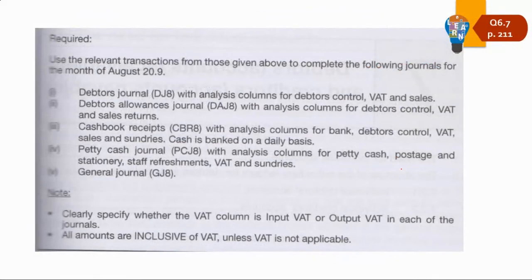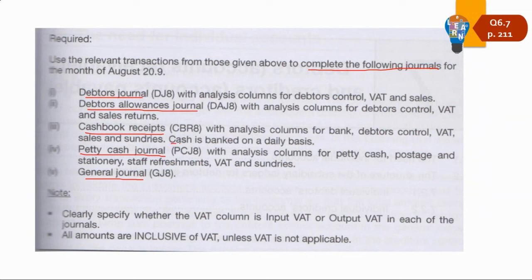Okay, let's quickly look at what is required before we even continue. Use the relevant transactions given to complete the following journals. So we have to complete the following journals. Okay, so the first journal is your debtors journal, your debtors allowance journal, your cash book receipts, and your petty cash journal, and your general journal. So those are the ones we have to do. They indicate what columns you have to include.